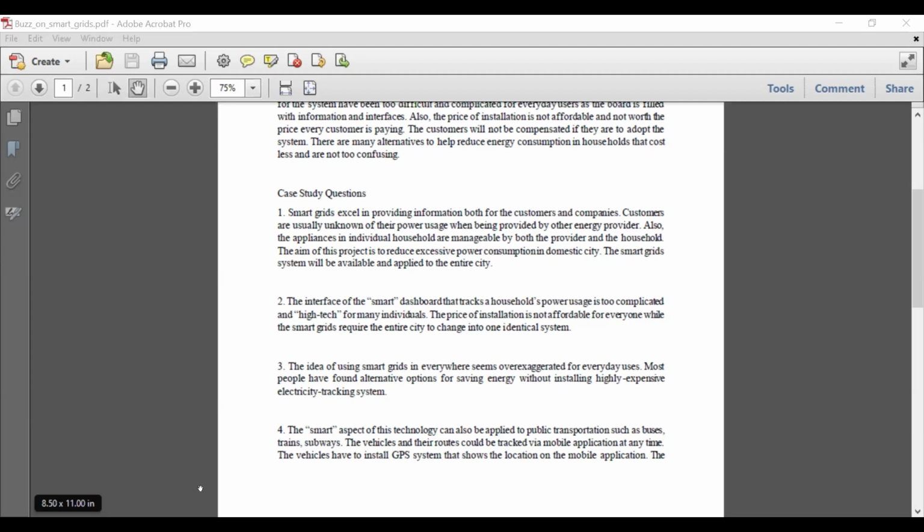Okay. And another problem they're facing is that most customers are not willing to pay for the system because the price of installation is not affordable for everyone. But the same problem is that the smart grid system needs the entire city to change into one identical system. So the entire city has to agree on changing it, and the price has to be available for everyone in the city. That's our answer.